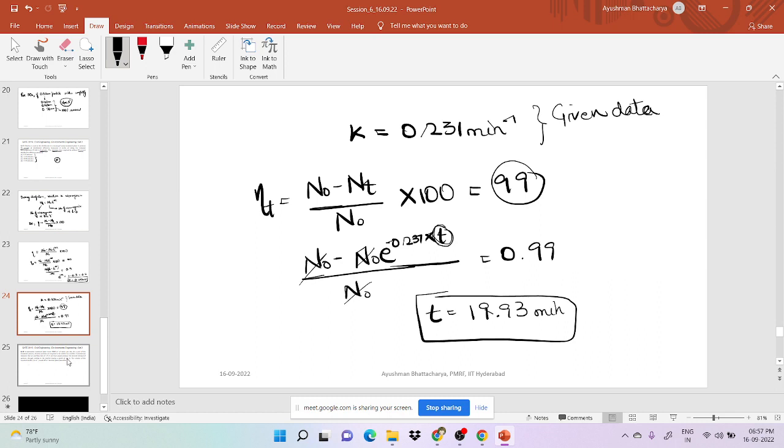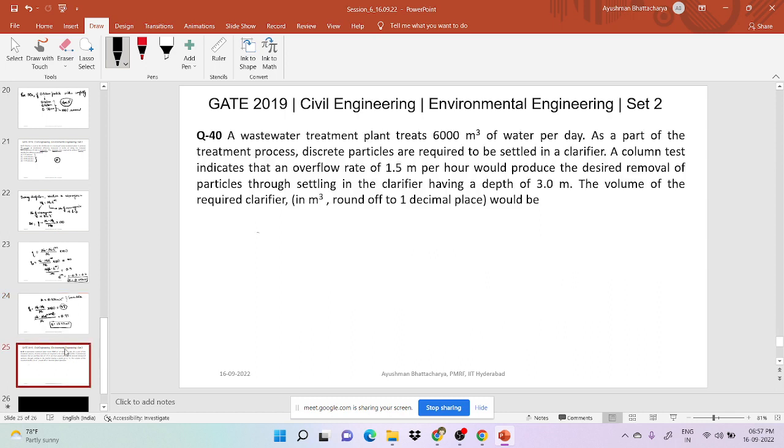Now, next question. A wastewater treatment plant treats 6,000 meter cube of water per day. As a part of the treatment process, discrete particles are required to be settled in a clarifier. A column test indicates that an overflow rate of 1.5 meter per hour would produce the desired number of particles settling in the clarifier having depth as 3 meter. The volume of the required clarifier would be?